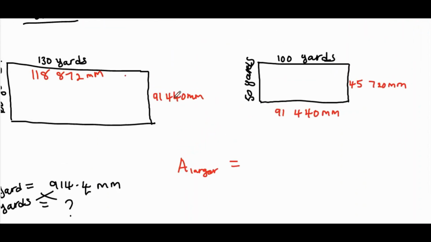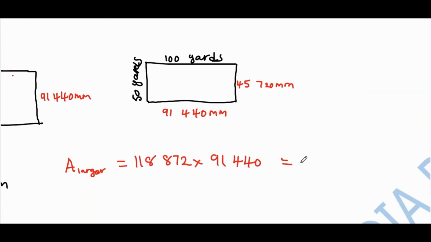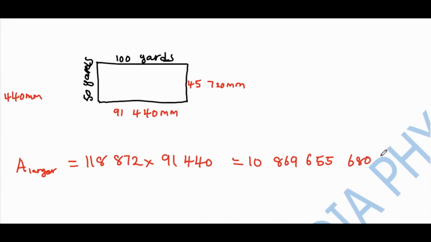Now we need to find the area of the larger pitch. Area is given by length multiplied by width. Let's find the area in millimeters, which is 118,872 multiplied by 91,440. This one gives 10,869,655,680 square millimeters.